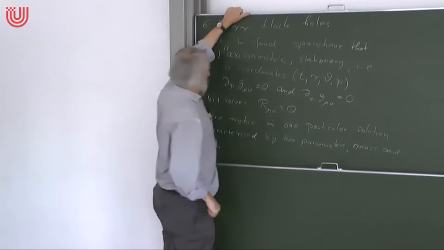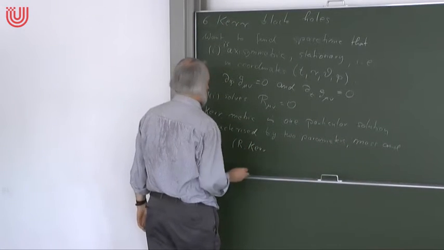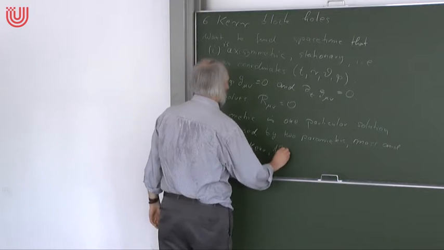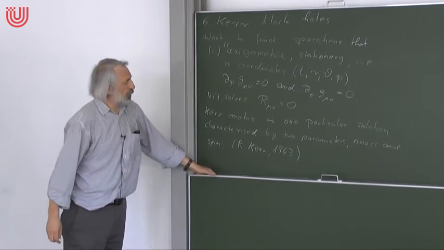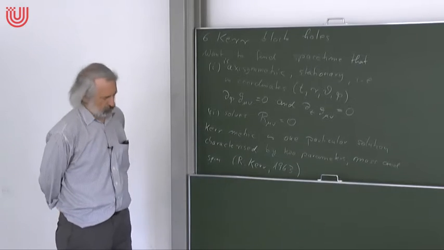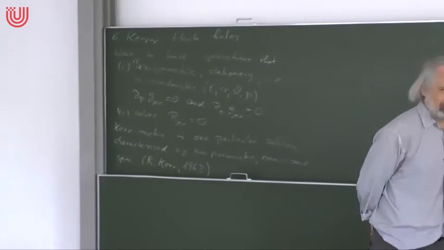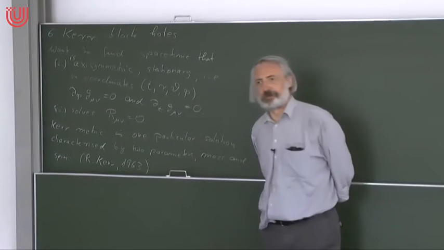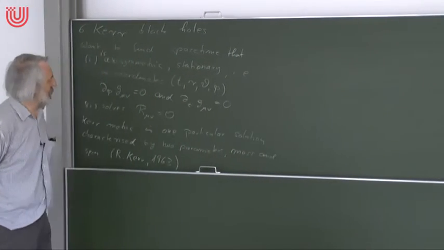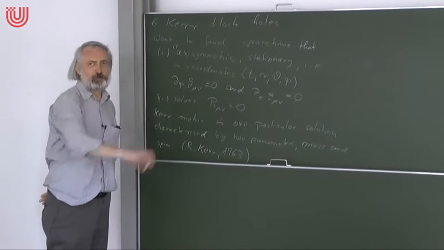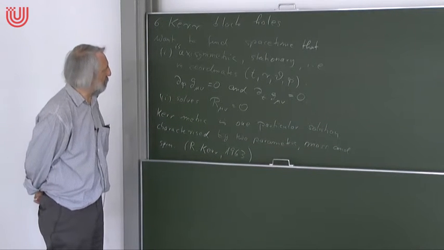So this was found, let me write this here, by Roy Kerr, New Zealander, in 1963. And well, if you look at Kerr's paper, and if you want to find out in which way he actually found this metric, then you will be rather disappointed, because it's very difficult to read it from this paper. Actually, he gives away very little information. In essence, he just writes down the result and discusses it a little bit, and it's very hard to see how he actually found it.